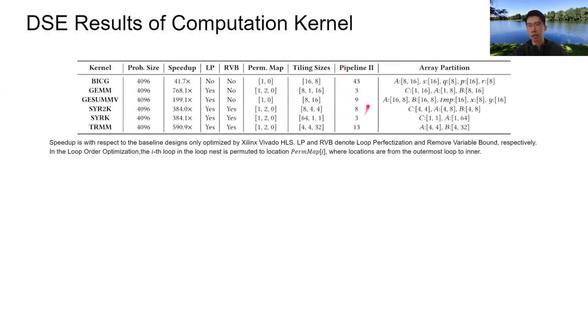And here we also apply pipeline, and you can observe the II are also automatically selected by the DSE. Because basically, if you increase the II, you can do more resource sharing in the pipeline. And meanwhile, the performance or the latency will increase. Okay. And finally, suitable array partition strategies are applied to different arrays in the benchmark. So this is the DSE result of these 6 computation kernels.